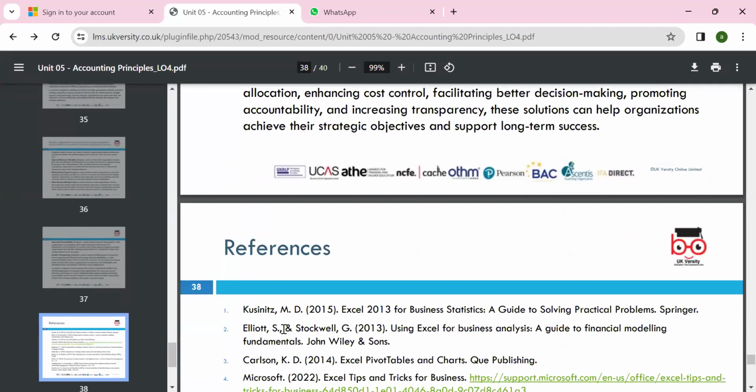We discussed different types of budget. When you make any budget, first of all, you need to understand the sales forecast, and then we need to make the budget accordingly.